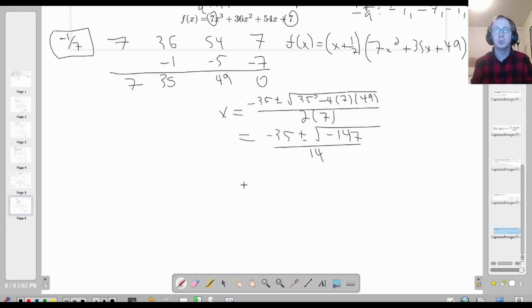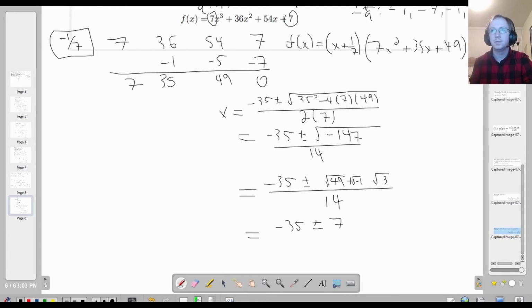And from here we can simplify that a bit more. So let's go ahead and take a look at that square root of negative 147. I could rewrite that as, well, let's go ahead and pull out the negative 1. But 147 could be written as 49 times 3. So I've broken this apart into some pieces. Well, the square root of 49 is 7. The square root of negative 1 is i. And I can't do anything with the square root of 3.